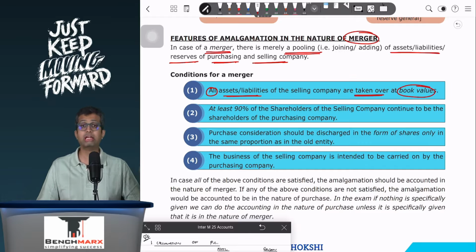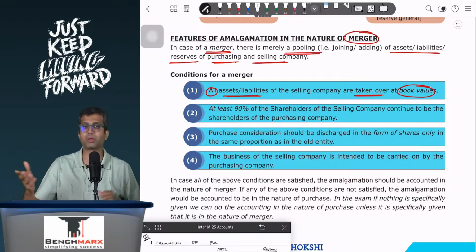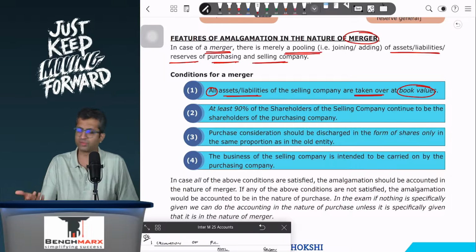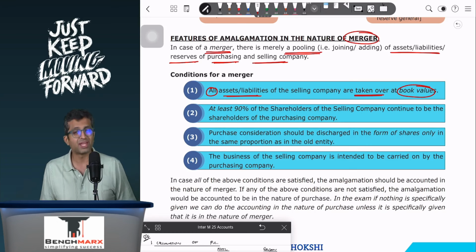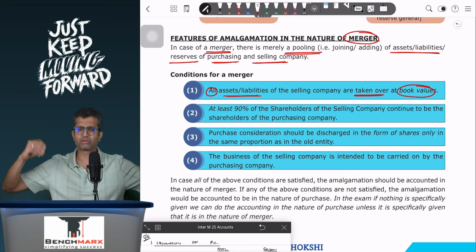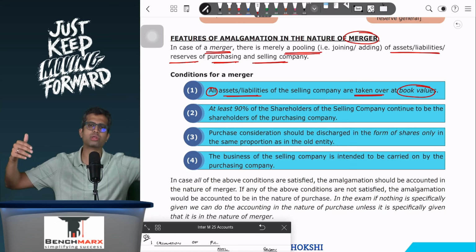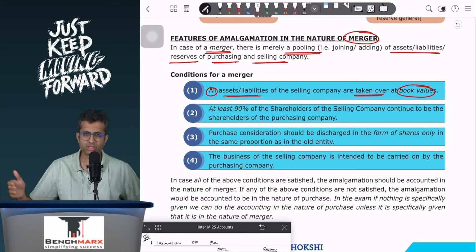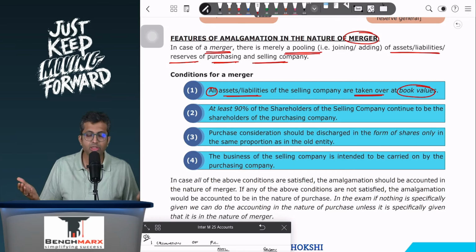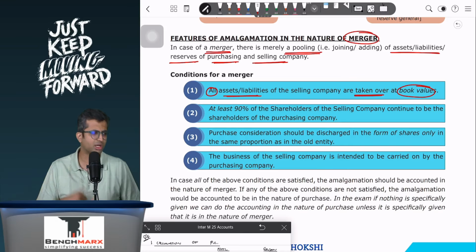Now usually, if there is an actual purchase, will you give up the assets and liabilities at book values or at fair values? You will charge the fair values. The land might have been purchased by you 50 years back at 100 rupees. Today the market value is 1000 rupees. If you had to transfer this land, you will usually transfer it at fair values. However, if you are just reorganizing, like transferring from a subsidiary to the parent company or from one subsidiary to another subsidiary, in which case can you transfer it at book values? Yes. So assets and liabilities transferred at book values is the first condition for a merger.